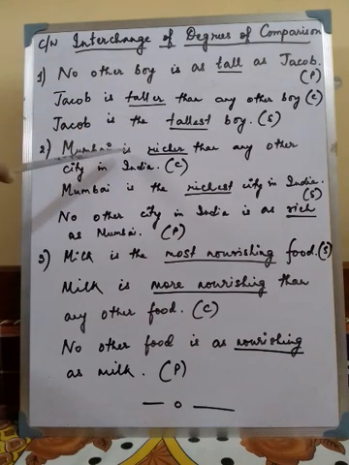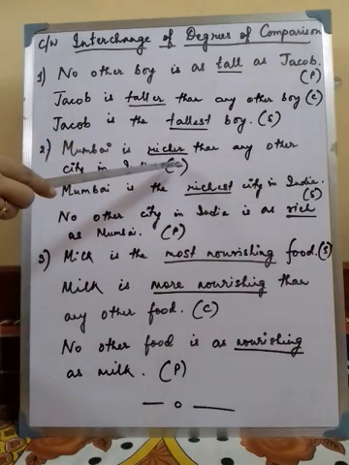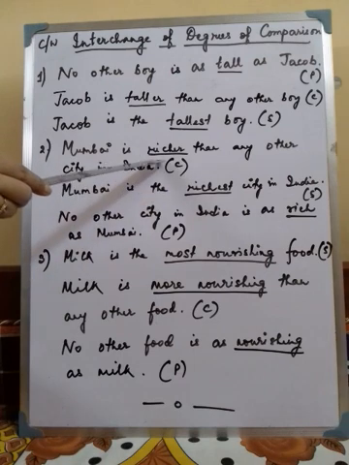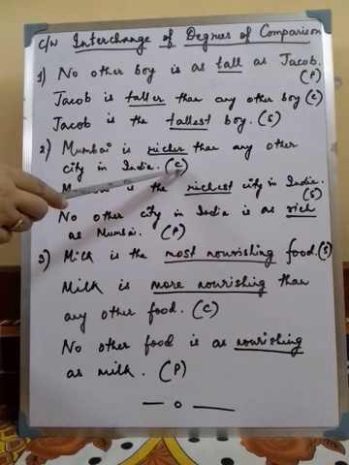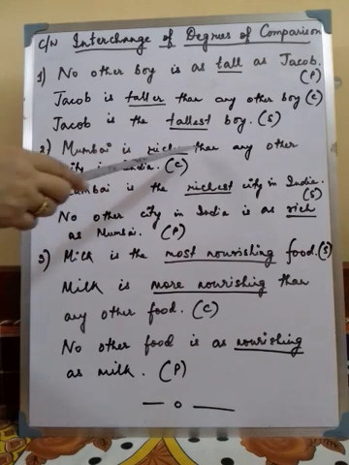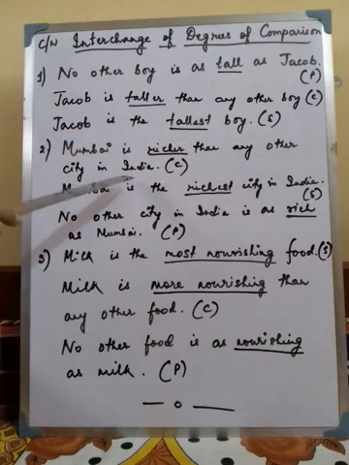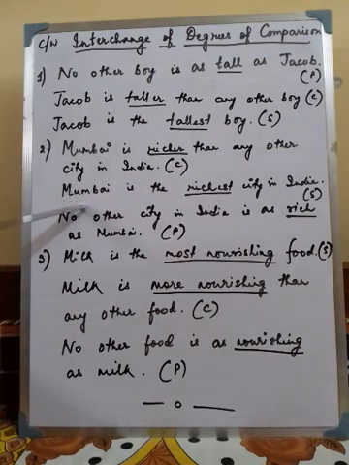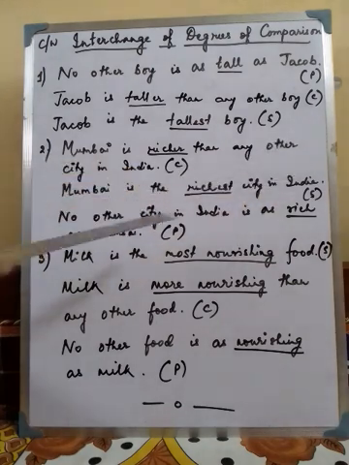Next, number 2. Mumbai is richer than any other city in India. Now, this is in the comparative degree. Richer is the adjective in the comparative degree. Mumbai is richer than any other city in India, which means that there is no other city in India which is as rich as Mumbai. Okay. Now, superlative degree for the same sentence. Mumbai is the richest city in India.